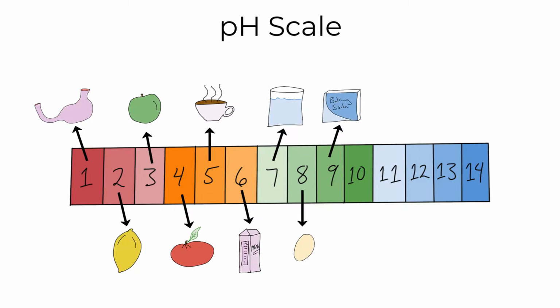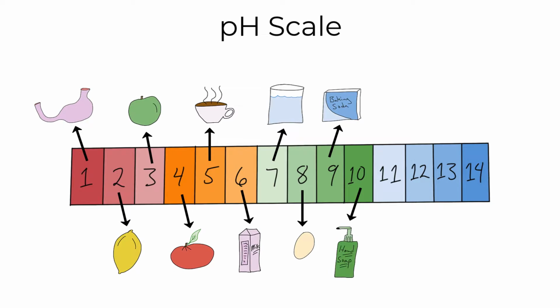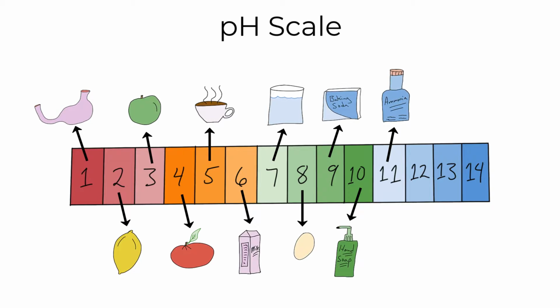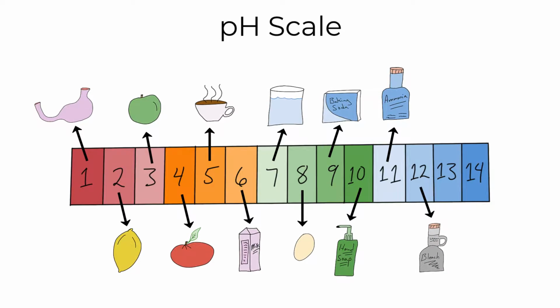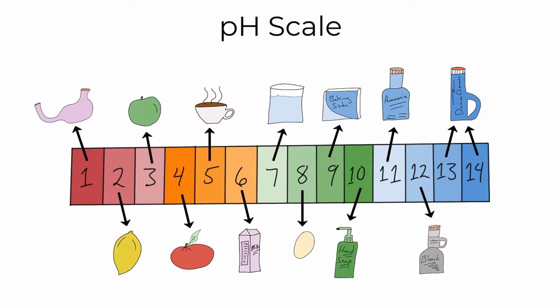Baking soda has a pH of 9. Hand soap has a pH of 10. Ammonia has a pH of 11. Bleach has a pH of 12. And drain cleaner has a range between 13 to 14.